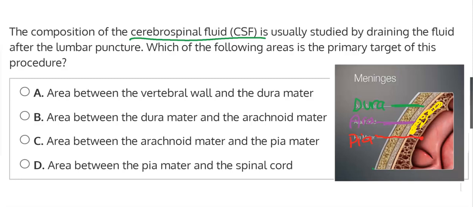Okay, so now we know that it's between the arachnoid and the pia mater, and it's the subarachnoid space. And therefore, if it is between that arachnoid mater and that pia mater, then this is the area of landmark that we would want to go in order to obtain the cerebrospinal fluid for the lumbar puncture.